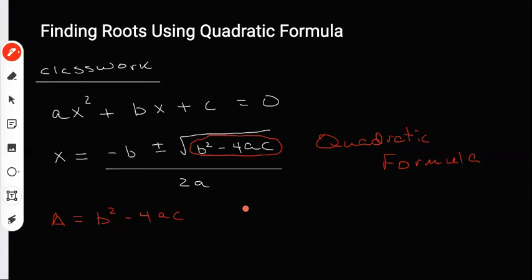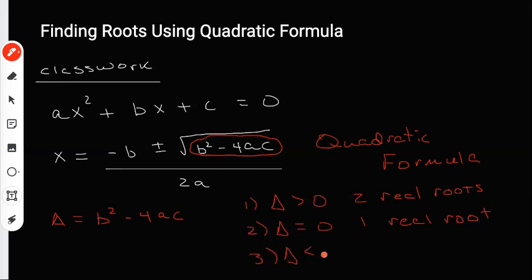Now, there are three rules that you need to know about the discriminant. The first one is that if the discriminant is greater than 0, then you're going to have two real roots. If the discriminant is equal to 0, you're going to have exactly one real root. And the third case is if the discriminant is negative, you're going to have two imaginary roots. So these wouldn't be real. They would be imaginary numbers, like a plus bi.